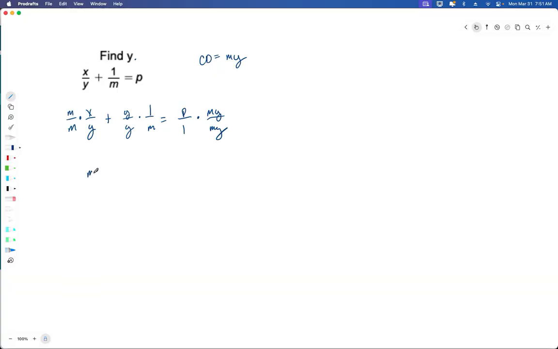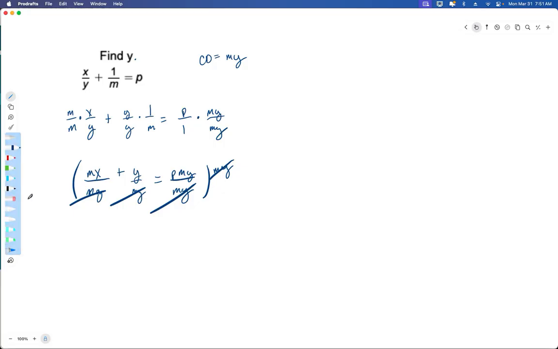Okay, so then this would be mx plus y, over my, is equal to pmy over my. Now that they all have the same denominator, you can multiply them by the my, which cancels all of that out, which means we could just have skipped that step in the first place, right? It all goes away. Now that we just have whole numbers, because we got the same denominator, we can eliminate the denominator to just leave the numerator as whole numbers. That makes it a little bit easier to solve.